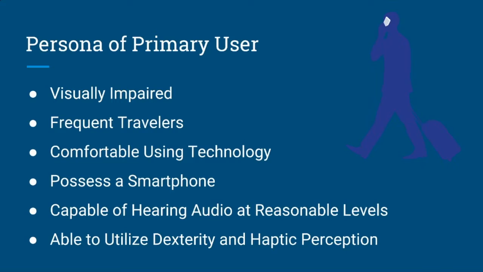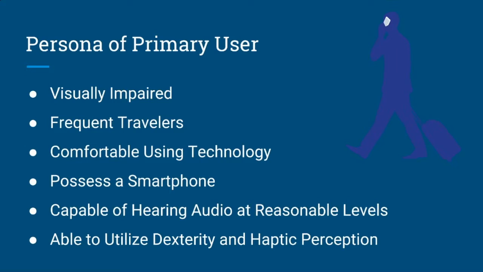So based on our learnings from Jim, or Mr. Alberti, the persona of our primary user will be someone who is visually impaired. They will be a frequent traveler, someone who's comfortable getting around their day-to-day life using a service dog or just their own senses to be aware of their surroundings.